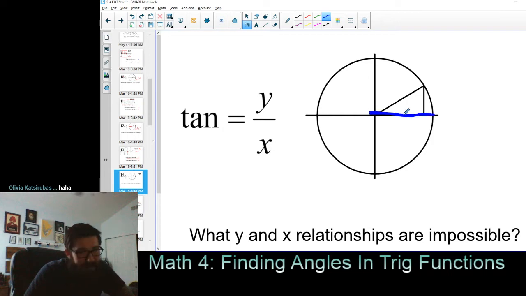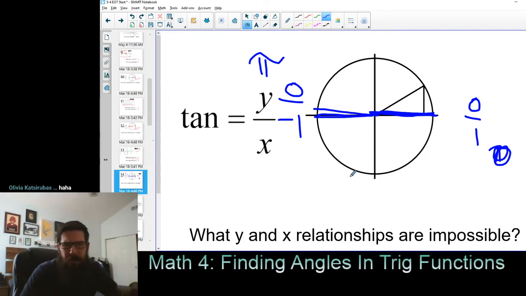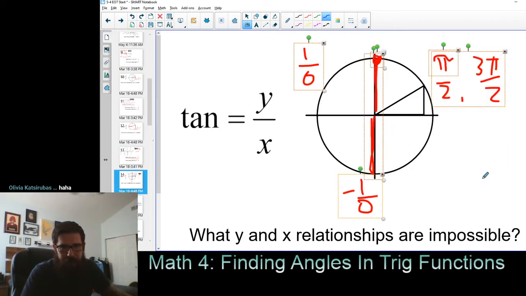Places where y is 0 would be this guy right here. So a 0 over 1, so at 0 radians, or over here, this would be a 0 over a negative 1, and this is pi radians. So 0 and pi are the places where tangent is not going to work so good. No, I had it right. What am I doing? Boy, this is one thing that not being in the classroom is throwing me off a little bit. Let's put all that back. Yeah, this is totally okay.